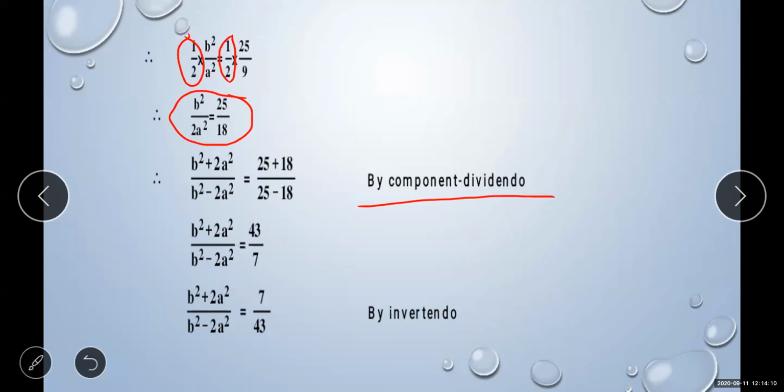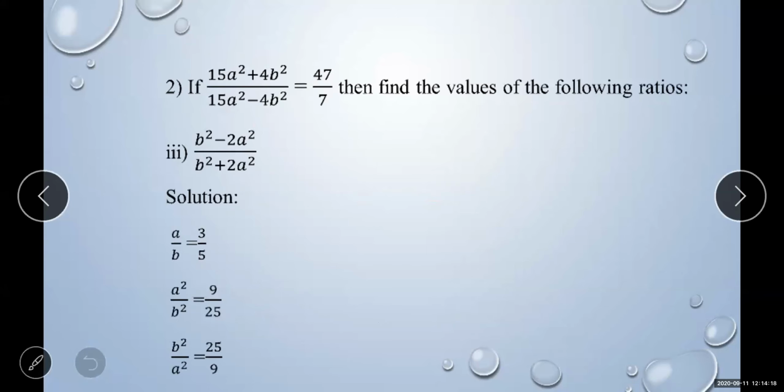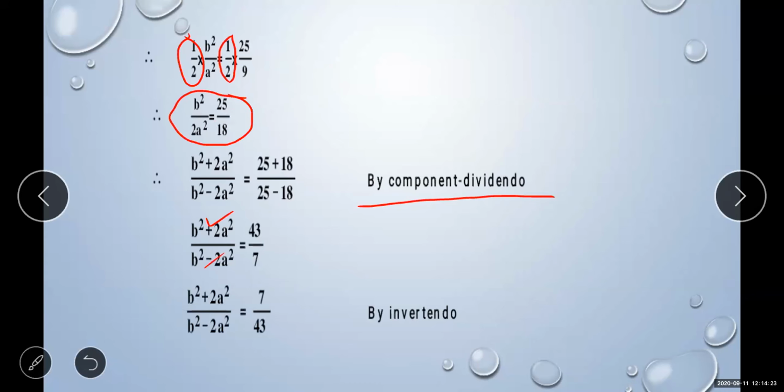But here we got numerator in an addition and denominator in a subtraction. But in the question you can see what we need, numerator subtraction. So what will we do about it? Invertendo again. So by taking the invertendo, here we got the subtraction and here we got the addition. B square minus 2A square upon B square plus 2A square, 7 upon 43 is the answer.